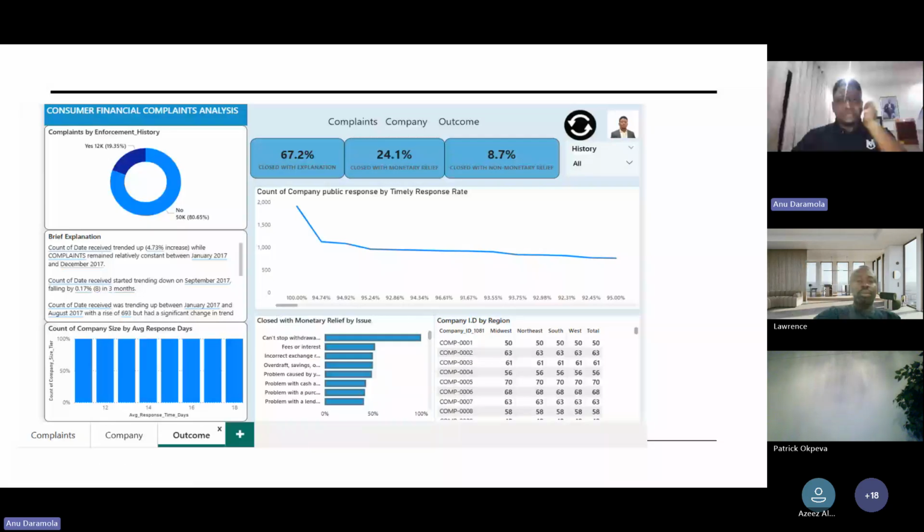Then we looked at the complaints that were closed with explanation, we had 77.2%. We had complaints that were closed with monetary relief, 24.1%. Then we have those that were closed with non-monetary relief to be 8.7%. This complaint ID by region just shows the number with respect to region of the complaints. Out of the 63,000 complaints, how the complaints came in by region.